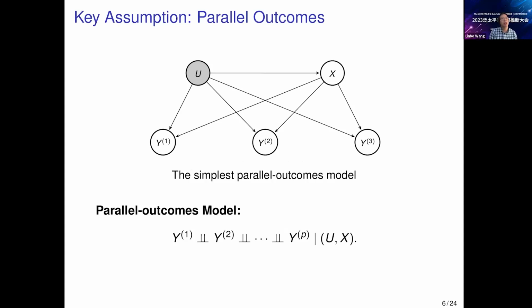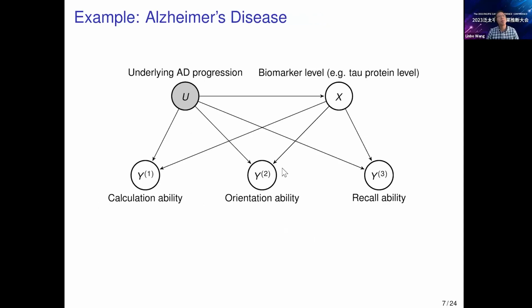A key assumption in our framework, which we call the parallel outcome assumption, is that these multiple outcomes are conditionally independent given the exposure and the unmeasured confounder U. On the graph, this means that we have removed the arrows among these multiple outcomes, so they cannot influence each other directly. In the Alzheimer's disease example, this means we will need to select a few subscores, conditioning on the underlying disease progression and the biomarker level. These multiple outcomes need to be conditionally independent, so they cannot directly affect each other.